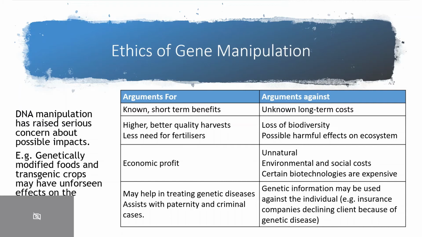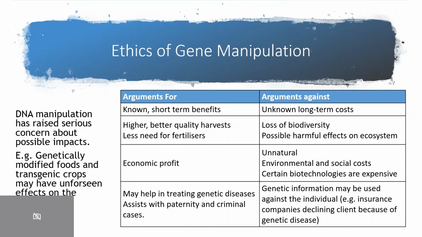The pros, or the arguments for gene manipulation, are the known short-term benefits that come from manipulating genes. Better quality harvests, less need for fertilizers, leads to an economic profit, may help in treating genetic diseases and assisting with paternity and criminal cases.